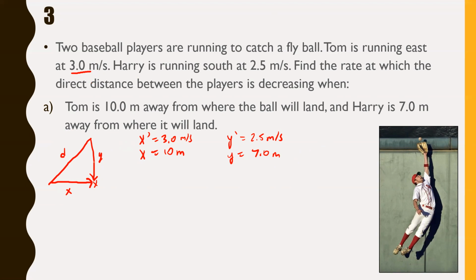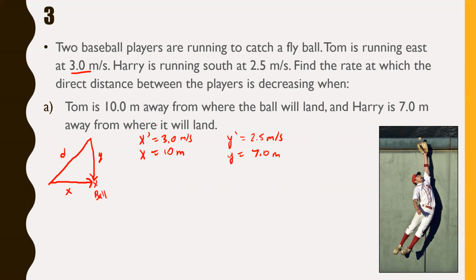I think as this guy is running towards the spot where the ball is going to land, I'll even just write ball right here. As this guy is running towards where the ball is going to land, the actual side length of this is shrinking, right? So in other words, he's getting closer and closer to the ball. So the side lengths X and Y, the distance he is from the ball, are shrinking.